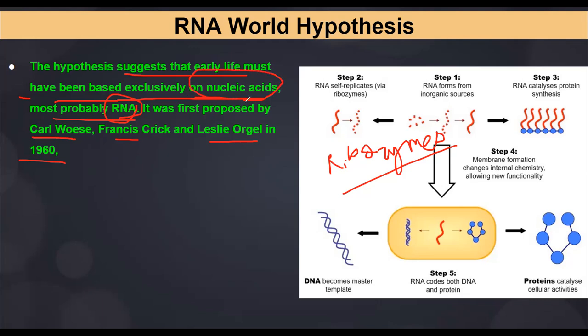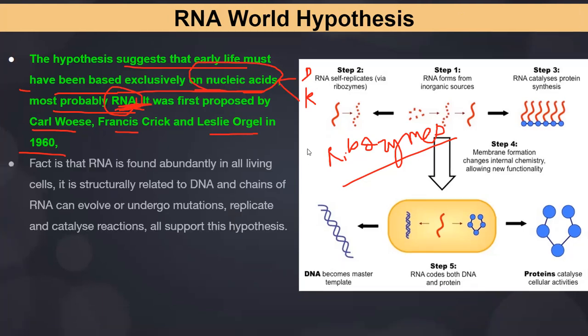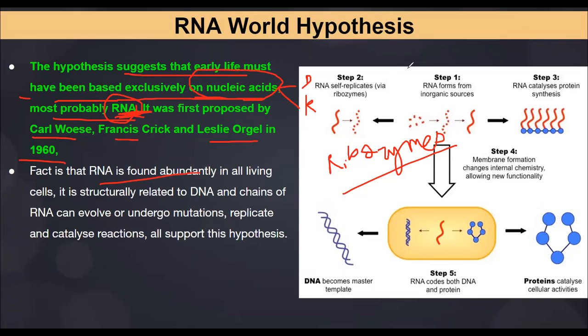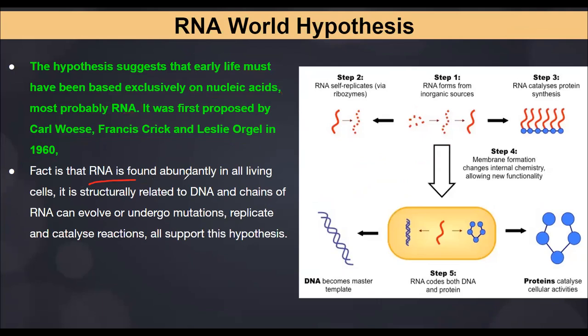And which type of nucleic acid? We know that two types of nucleic acid are there: DNA and RNA. So exclusively, mostly because they were considering RNA. Okay. So this was proposed by them, but now we know that RNA is found abundantly in all living organisms. Yes or no? Yes, we now know that RNA is found in all living cells.